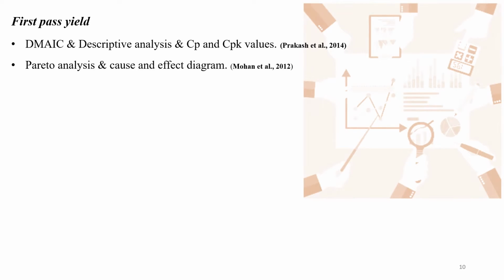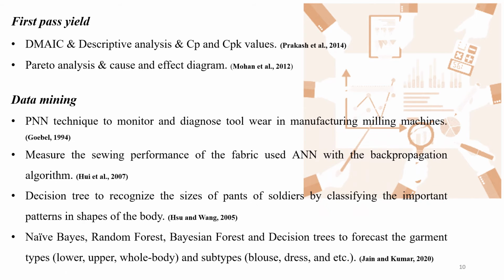There were no studies related to the first time through. However, a similar idea was illustrated by the first pass yield. There were two studies related to this technique, and they used DMAIC, descriptive analysis, Pareto analysis and cause and effect diagrams in their methodologies. Moving to the data mining part, different data mining techniques have been applied in manufacturing. They are probabilistic neural network, artificial neural network, decision trees, and many others.